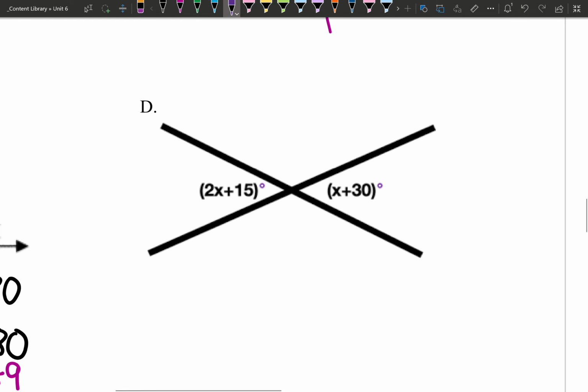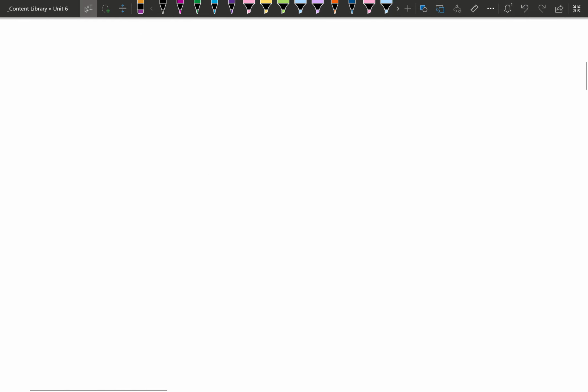And finally, let's do letter D. Once again, we got two lines crossing each other, forming a pair of angles that is across from each other.